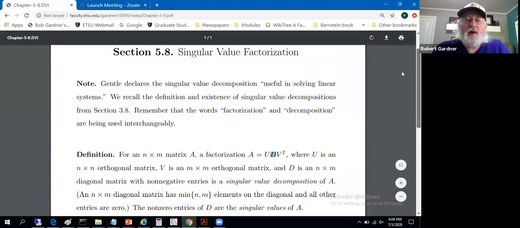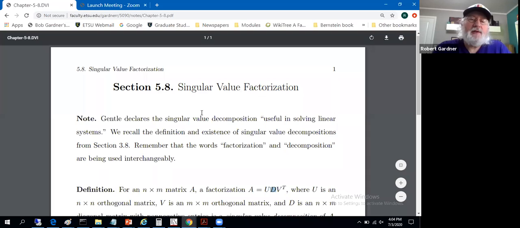And that takes care of this very short section. So we've got, I think, 2 more sections left in chapter 5. And that'll likely wrap up the course.